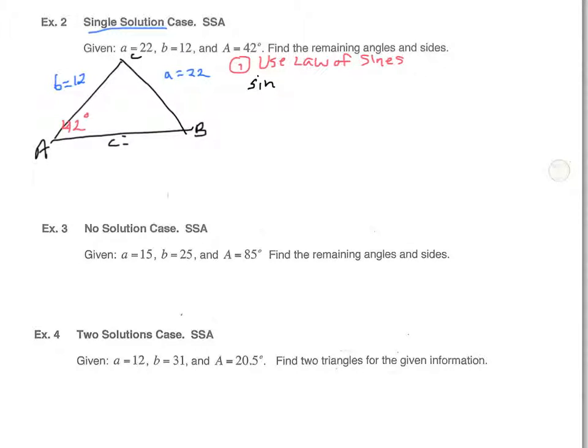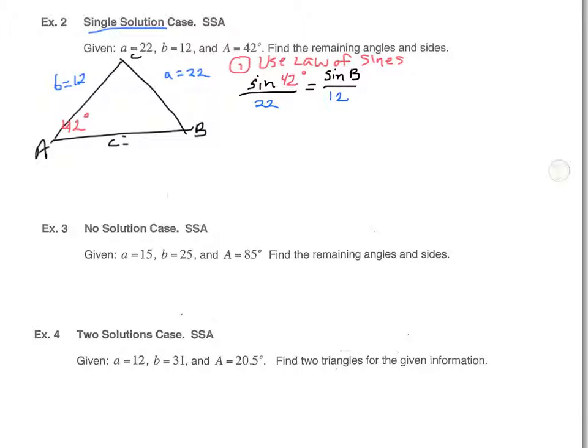Sine of 42 degrees divided by 22. And that's going to equal, the only other side I have is side B, which is 12. So that's going to go in the denominator, and that means that I'm forced to find angle B. So I'm going to put sine of B up top over 12. Does anybody not understand how I set up that proportion? We're good with that. All from yesterday, right? So then we're just going to solve it.